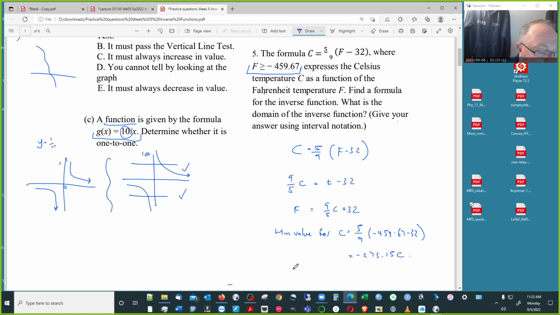Okay, so this one was a bit of an awkward one. Okay, so the domain's going to be, that's the bottom end, and we want it to be inclusive. So in set notation, that would be that one. So it doesn't go off to infinity, it stops at minus 273. Okay. And C goes off to infinity, inclusive.